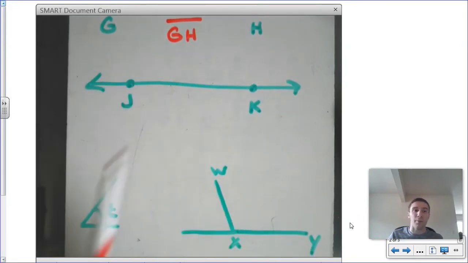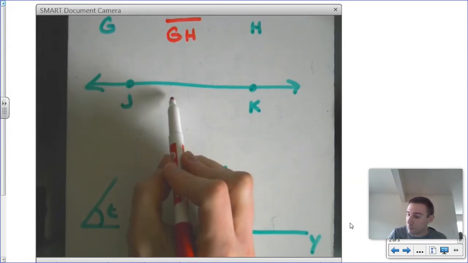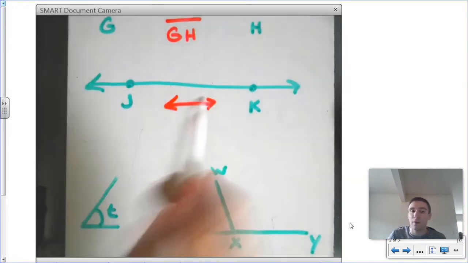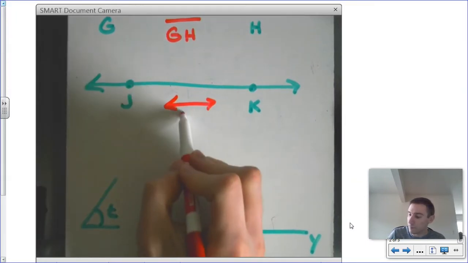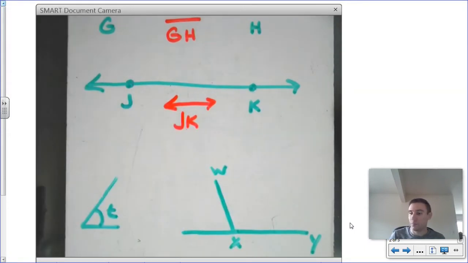This next example, is this a line or a line segment? And the answer to that is, it's a line. So I have to write the line symbol. And then I have to name this line. So I'm going to name it JK, because those are the points that are on the line. We're not just kidding about anything.